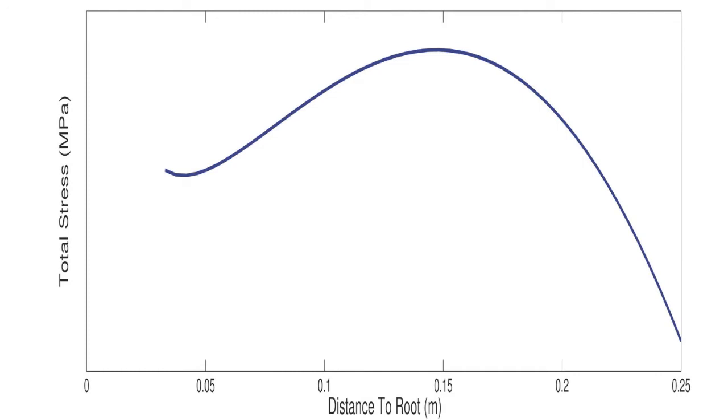From this, the total stress was calculated and plotted against the distance from the root at a wind speed of 12 meters per second, which is the highest velocity at which the turbine would be tested. Therefore, the turbine would always be operating at or below these values. This plot shows that the highest stress would act at about 0.1 meters from the root, with a value of just below 1% of the critical stress.